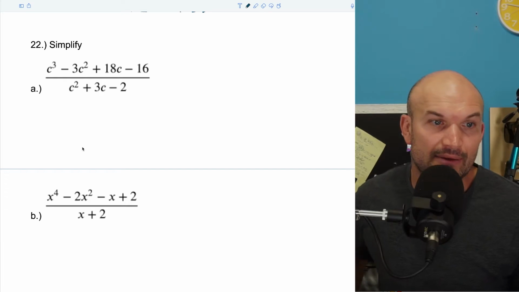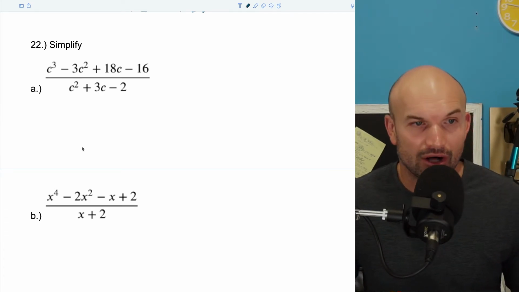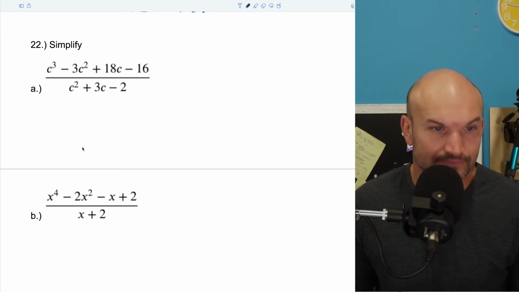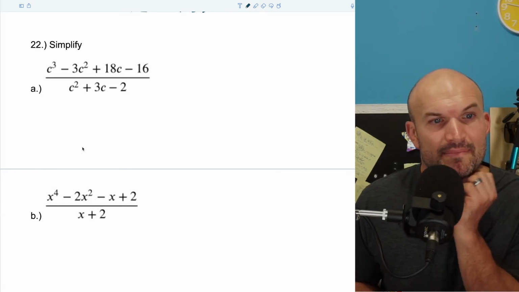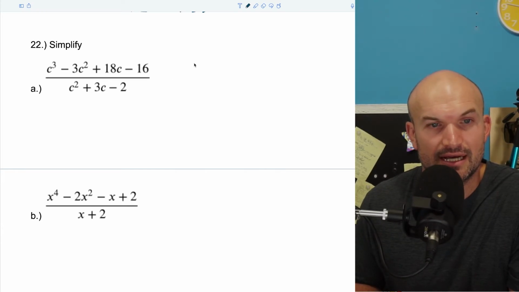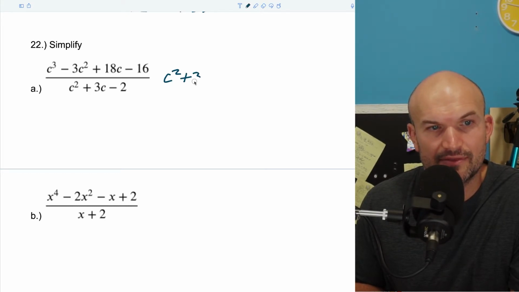All right. Now we need to get into long division. So if you recall, we've got to remember how to do division with polynomials. When we're doing division with polynomials, the main thing we're going to want to do is set up the long division algorithm. So in this case, I'm going to divide here. So what I'll do is I'll take c squared plus 3c minus 2.